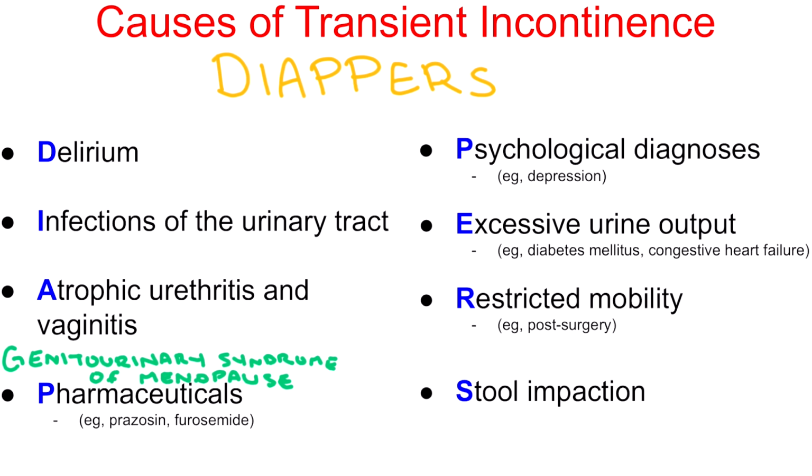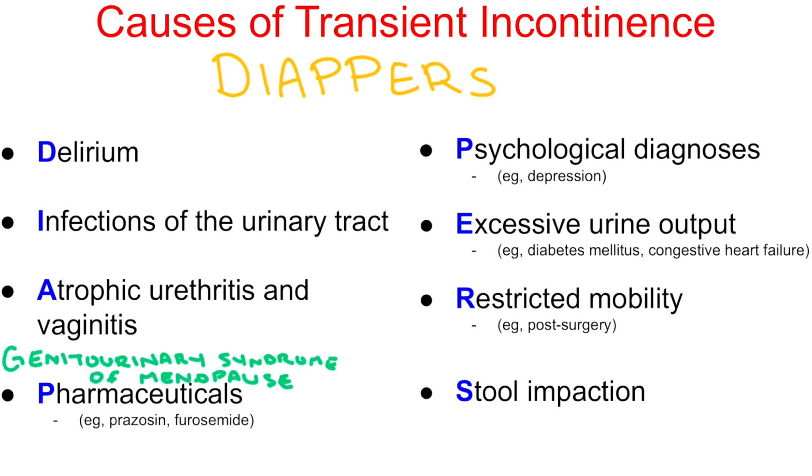There are 2 P's. The first P refers to pharmaceuticals, and that could be extended really to anything that one ingests that eventually causes urinary incontinence. So some examples of medications that can cause transient incontinence include alpha blockers, such as prazosin, or even diuretics like furosemide. Now the second P is for a psychological diagnosis. And as an example, there's depression, and that can cause transient incontinence.